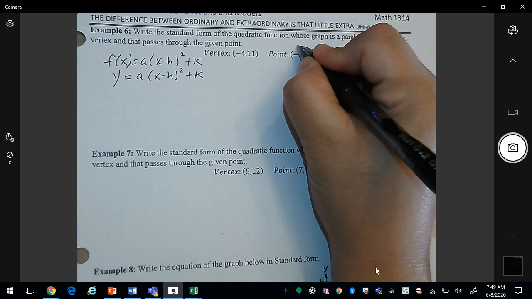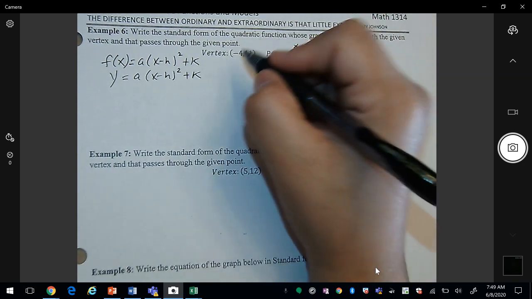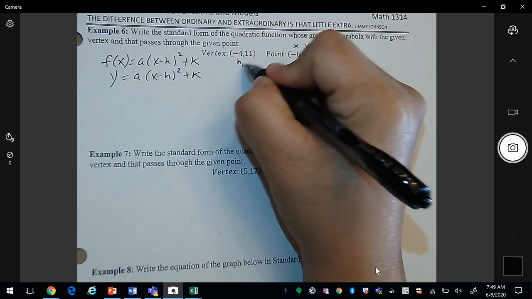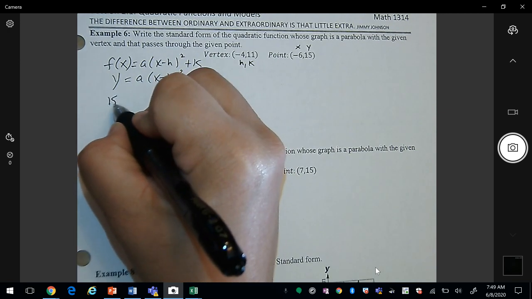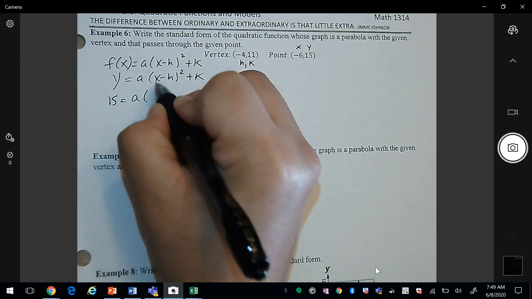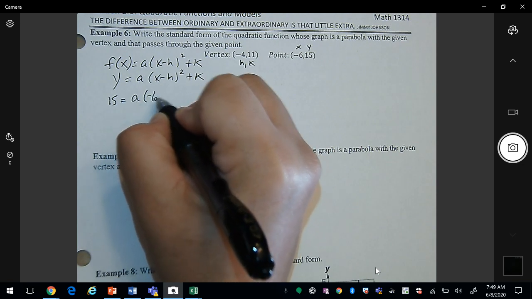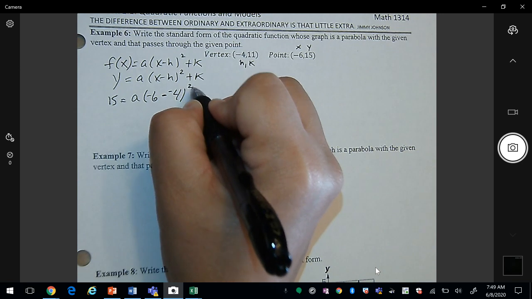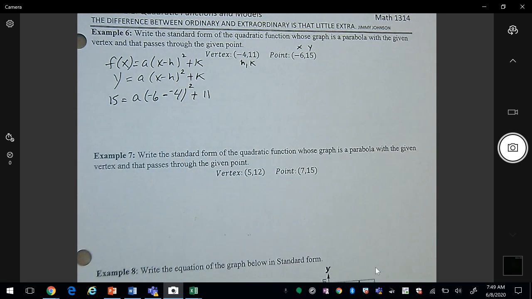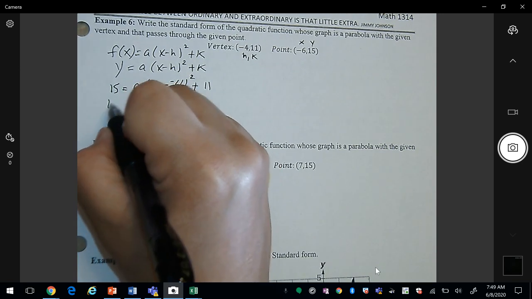And then I'm going to use this information. This is x, this is y. Remember, your vertex is h and k. So here y is 15. We don't know what a is. X is negative 6 minus h, which is negative 4. And k is 11. So I simplify.